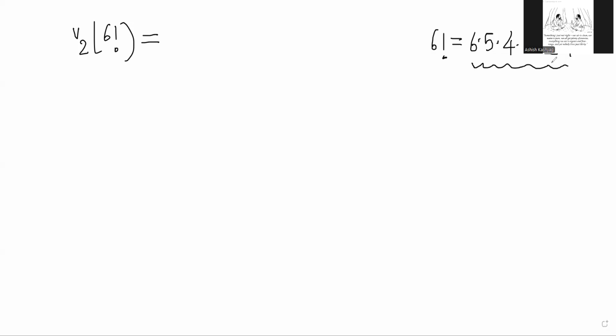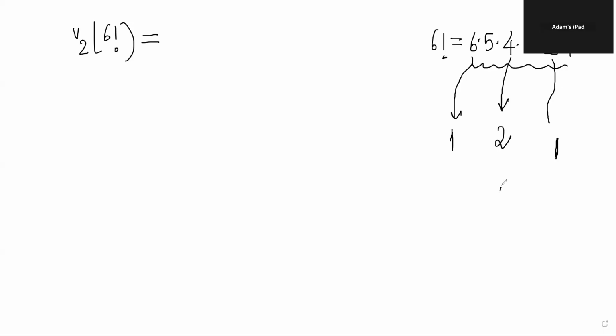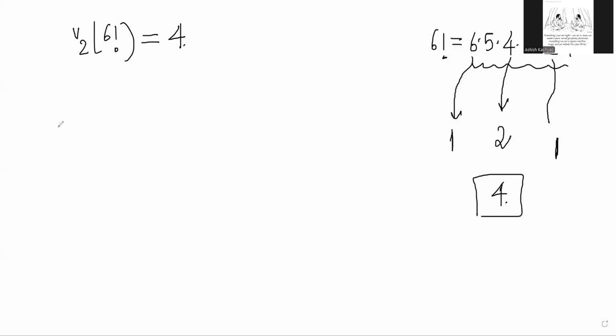So actually what is 6 factorial? It is 6 into 5 into 4 into 3 into 2 into 1. We can calculate this answer by just looking at it also, because we realize two 2's come from here and one 2 comes from here. So how many 2's are there? 4, yeah. So the answer should be 4. Now we will verify the formula.